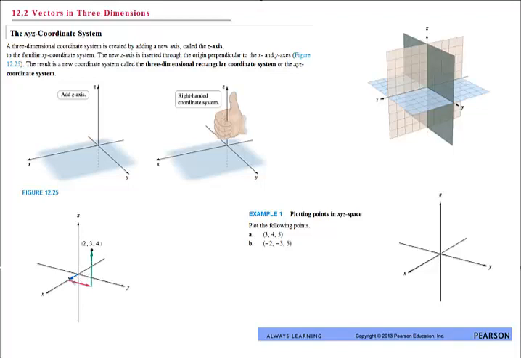So it's coming towards us 2 units, to the right 3, and up 4. So you might say, if I were to look at this as a box, it would look something like this. And I'm to imagine this point happening out in space up here.